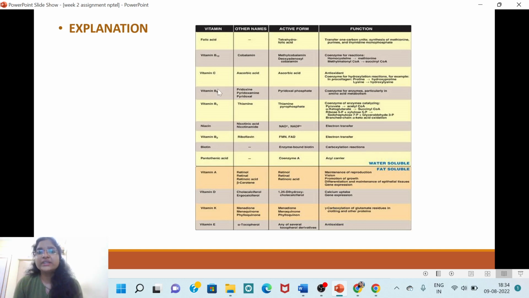Similarly, if we look at the other vitamins, folic acid, vitamin B12 has an active form of methylcobalamin. Vitamin C has an active form of ascorbic acid. Vitamin B6 has an active form of pyridoxal phosphate. Vitamin B1 has an active form of thiamine pyrophosphate, and similarly it goes on. Vitamin A has retinol, retinal, retinoic acid. Vitamin K has phylloquinone, etc.